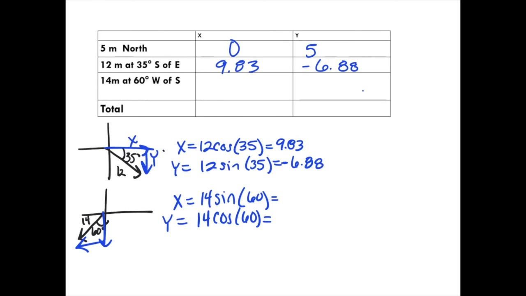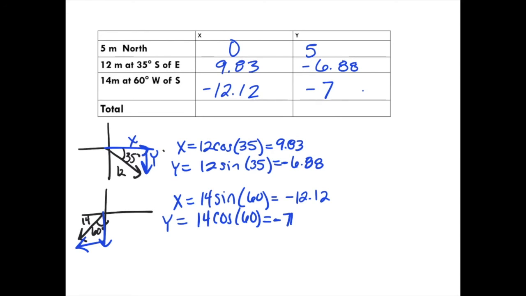So when you solve for this, you're going to get 12.12 in the calculator for x, but it's going west, so we're going to make that negative. And then for the y, 14 cosine 60 is going to equal 7, and we're going to make that negative because it's headed south. So again, anytime something's going west or south, you make it negative. Then we're going to take those numbers and put them into our table. So negative 12.12 and negative 7. And now we've done all that.